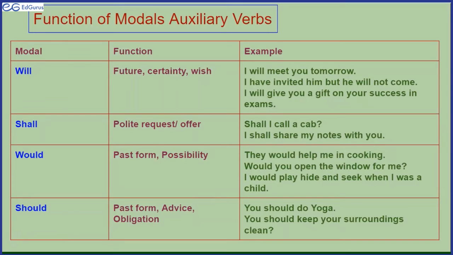I would play hide and seek when I was a child. Past form. Yes, it is the past form, right? Okay. When we say they would help me in cooking, this also expresses possibility, right? For example, if I say, how would you do all your work? You would say, my friends would come and help me. So there is the possibility of them to come and help you, right?